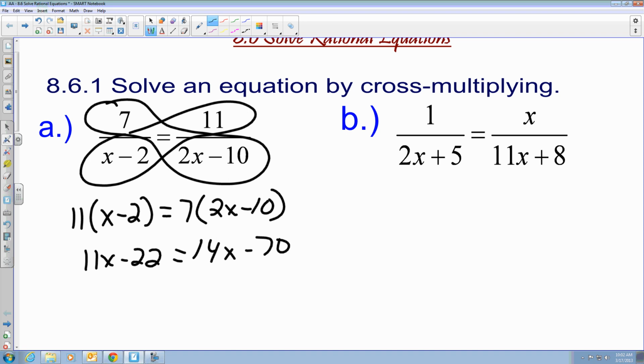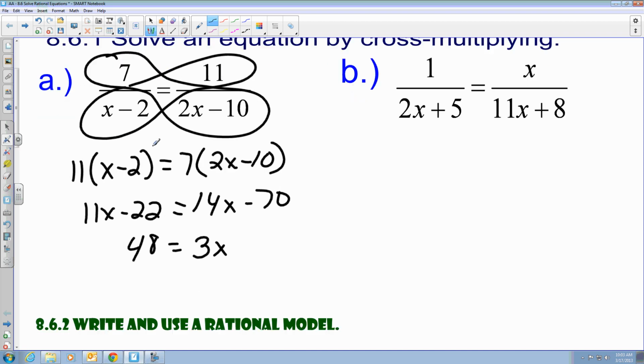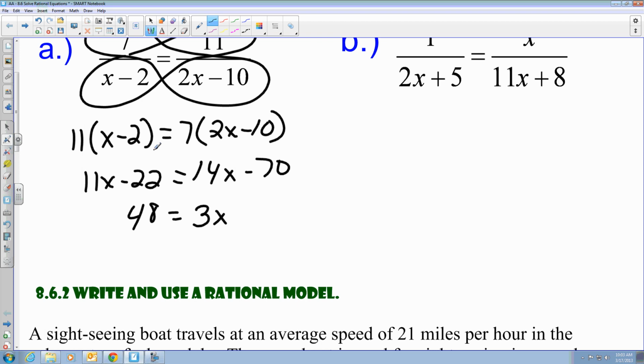And I'm going to get my x over to the right hand side. So if I subtract 11x from both sides, I'm going to get 3x here, and it's going to equal, and if I add 70 to both sides, I'm going to get 48 on this side. So now if I divide both sides by 3, my x here is going to equal 16.